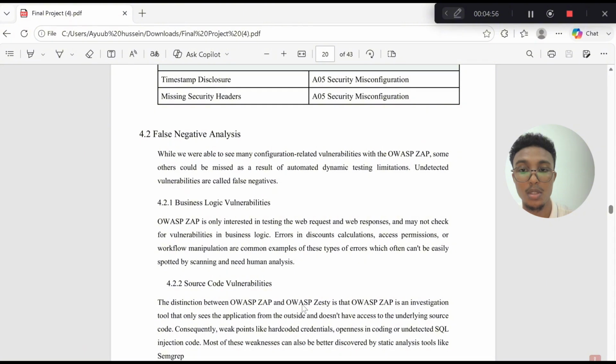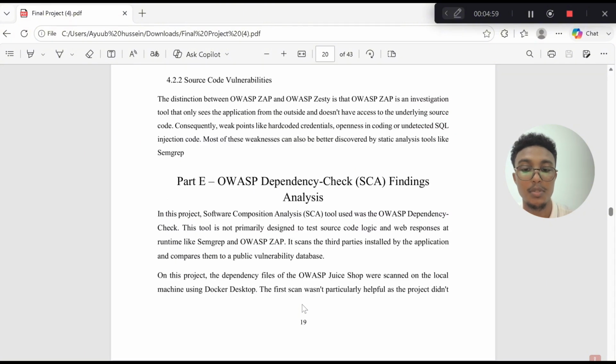Also this one. So the DAST tool also has some limitations. It cannot detect business logic vulnerabilities because it only tests the application from the outside, and it also cannot analyze the application source code. Therefore, vulnerabilities such as insecure coding practices or hard-coded credentials are better detected by Semgrep. This demonstrates that using both SAST and DAST together provides a more complete security assessment. So that's all for my part. I'll pass to the next person.